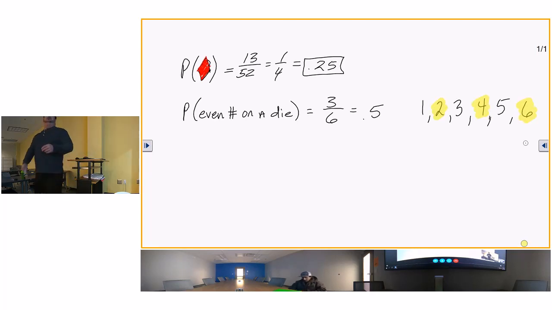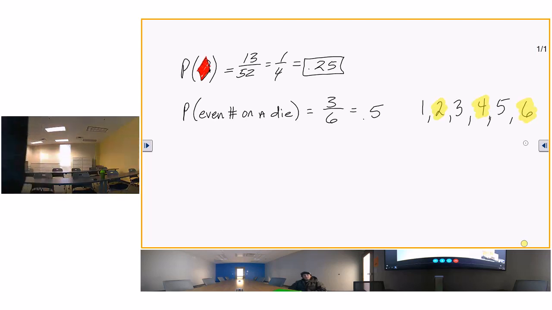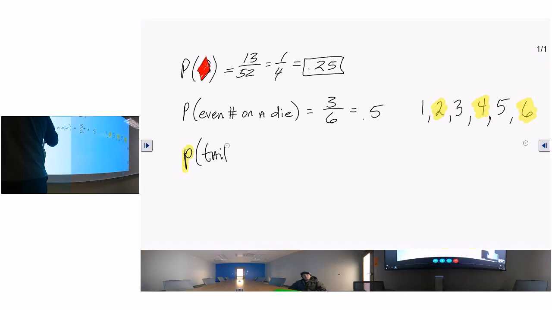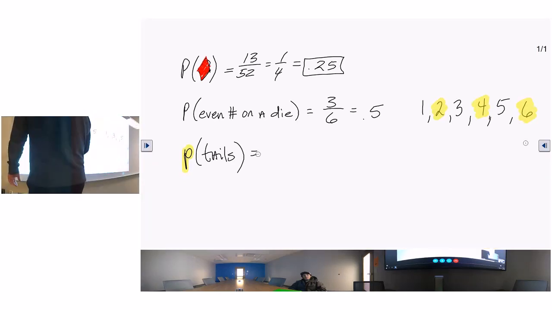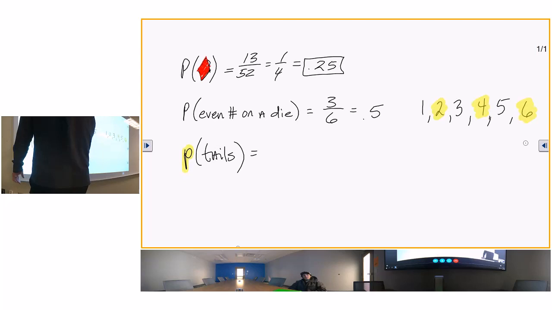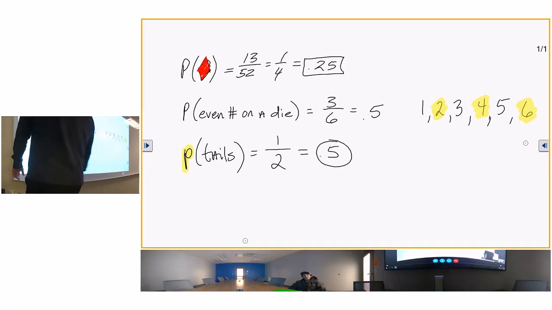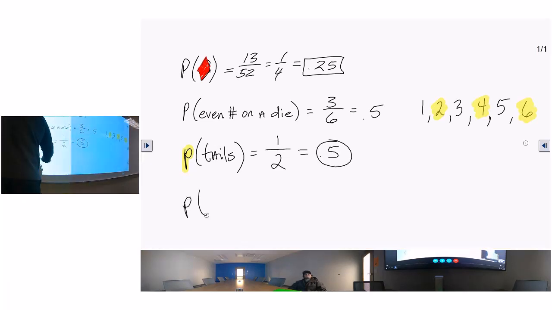And I will tell you right now that a deck of cards and a die and a coin, what is the probability of tails on a coin? Well, how many sides do you have on a coin? 2. And how many sides are tails? 1. So what's the probability? A half.